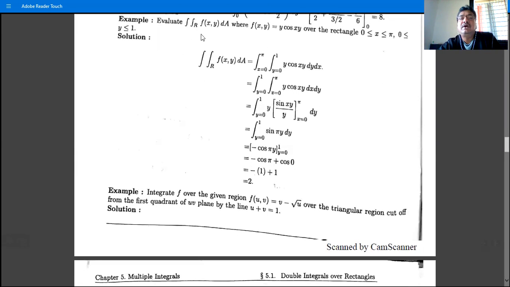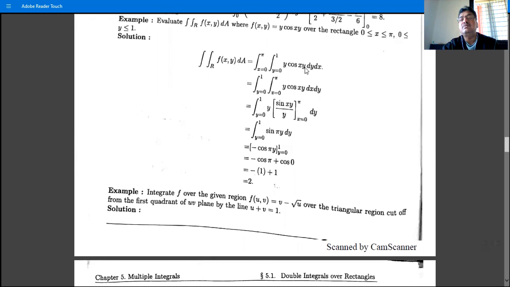Double integration over R of f(x,y) dA, f(x,y) is this, and x runs from 0 to pi, y runs from 0 to 1. So limits are constant, so we can integrate with respect to y first or with respect to x first. Here integration with respect to x first is better, because if you integrate with respect to y first, then y and cos xy both are functions of y, and now we have to use the by parts rule.